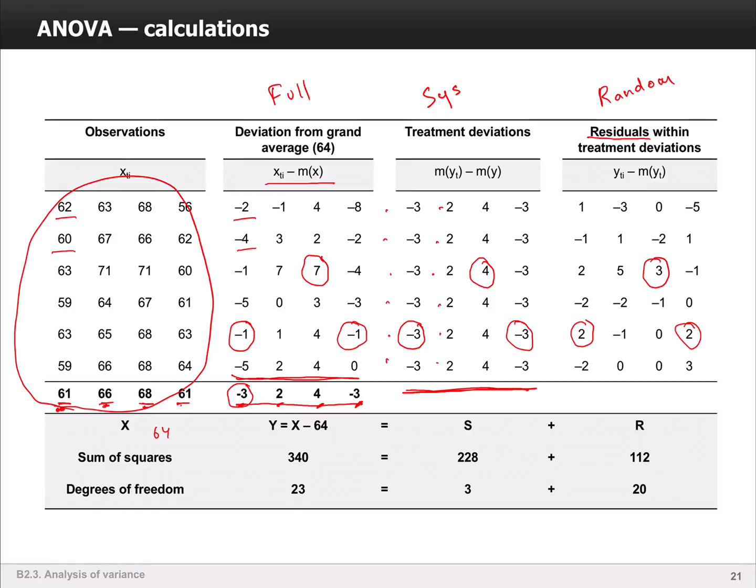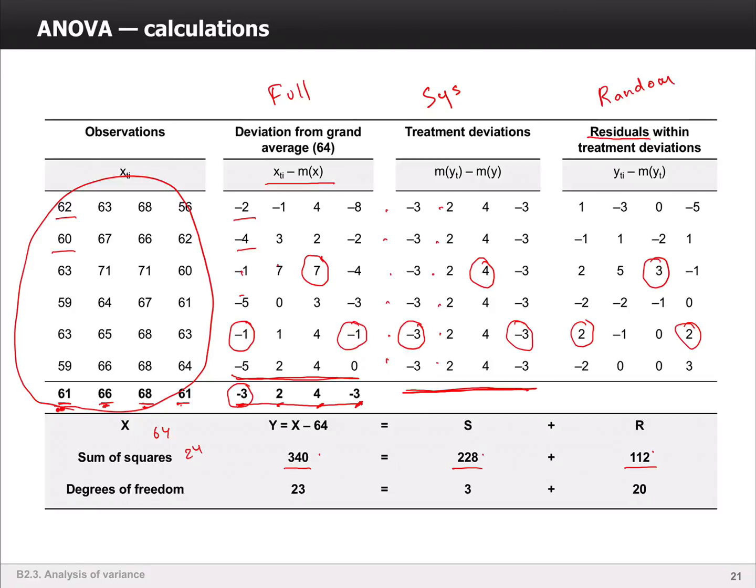Now look, now we can calculate the sum of squared values for the variance, right? Because we already subtracted the mean, we just take all these values, square them and take a sum. So this is the sum of squared values for the total variance. This is the sum of squared values for the systematic part, and this is the sum of squared values for the random part. And then you can see that actually, if you take 228 plus 112, you will get exactly 340. Now let's think about degrees of freedom. In total, in the beginning, we have 24 degrees of freedom, right?